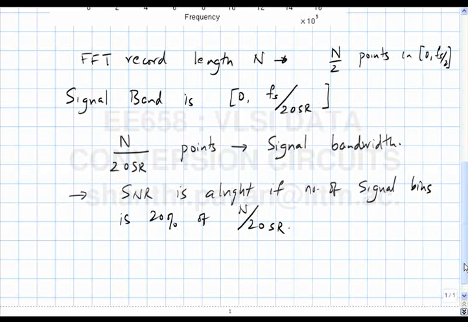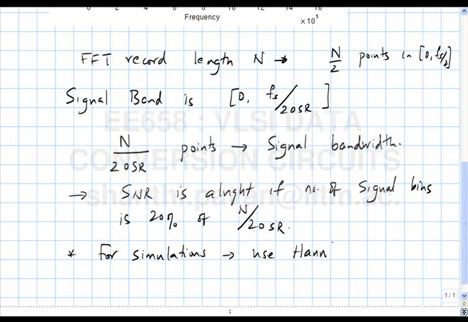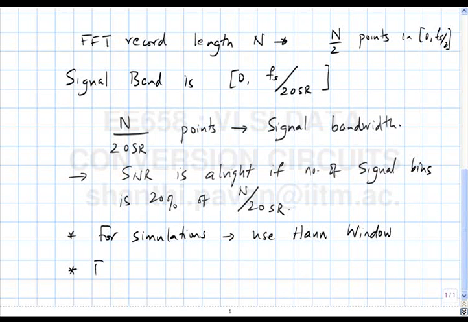You understand? So for simulation, it always makes sense to use a Hann window, simply because if the input tone lies on a bin, then the Hann window will cause the signal to spread only to 3 bins overall, so 1 bin on each side of the tone. Does that make sense? Okay. For simulations, use a Hann window.